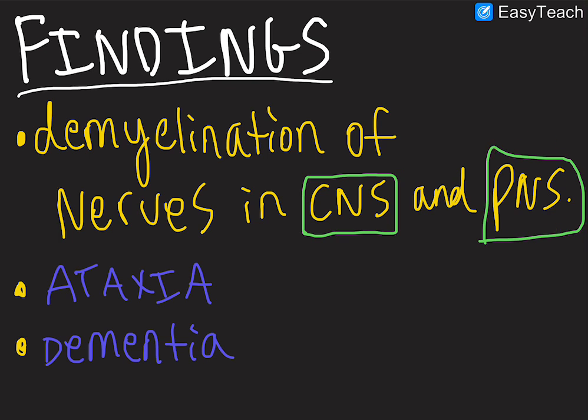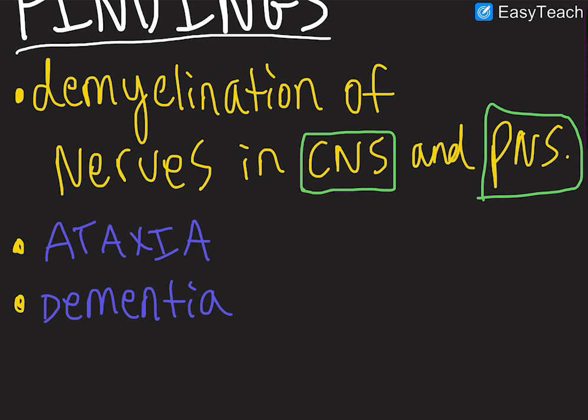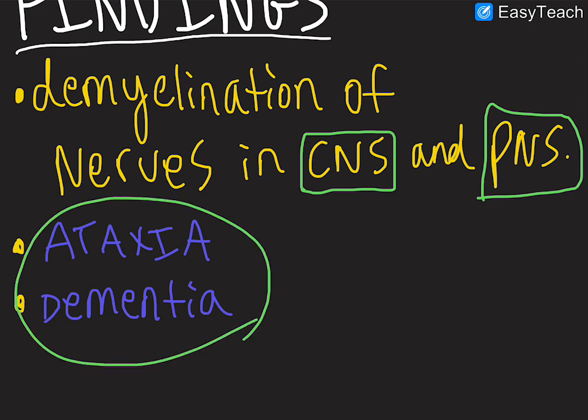So what are we going to find if we have demyelination of nerves in our central nervous system and peripheral nervous system? What that can lead to is ataxia and dementia. These are the two main findings that we should know: ataxia and dementia in metachromatic leukodystrophy. Why? Because we have accumulation of cerebroside sulfate. And what enzyme's deficient? Aryl sulfatase A. That's basically it.